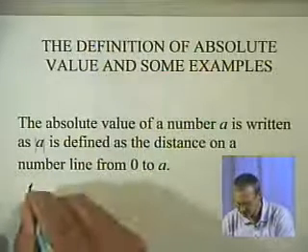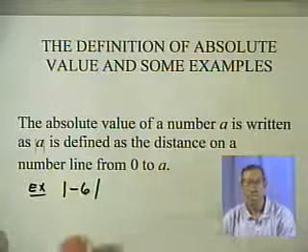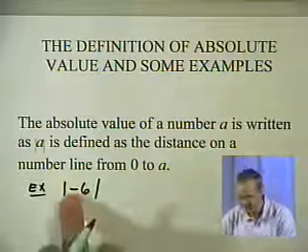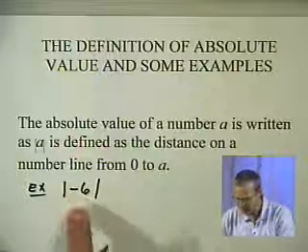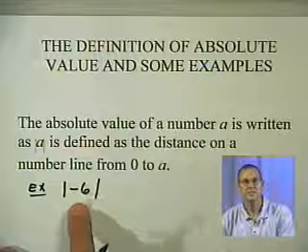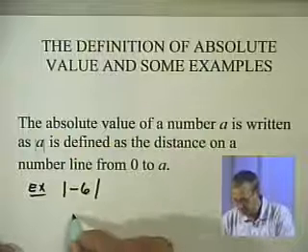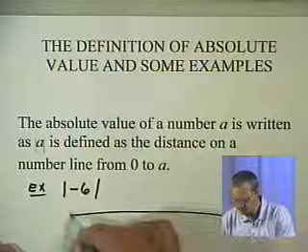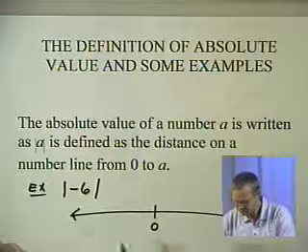How about the absolute value of -6? Notice in this case my A is the number -6. If we want to figure out what the absolute value of -6 is, we have to figure out what is the distance from -6 to 0 on a number line. So let's go ahead and draw a crude little number line. I will indicate the point 0 here in the middle. -6 is somewhere out here.